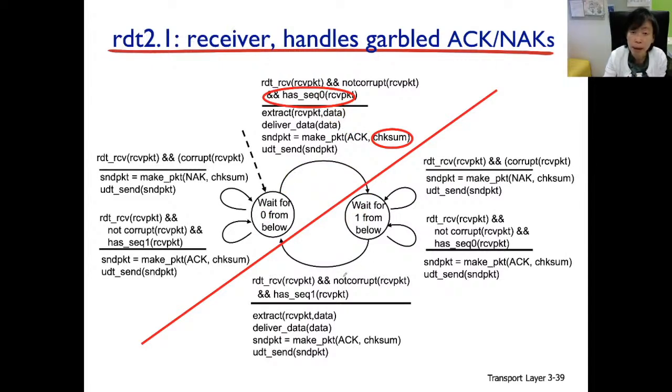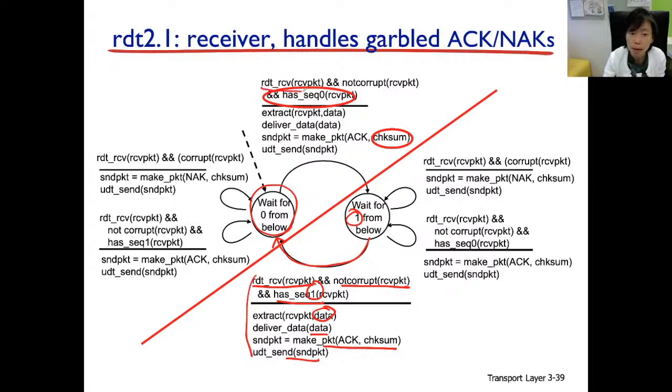Similarly, we'll be getting a packet from below, receive RDT, and not corrupted, and carrying the expected sequence number 1. Cool, happy again. Extract data out of the packet, pass it up to the application layer, generating an ACK with checksum, send it back. Upon finishing all these actions, we take the transition. Receiver here, go back to wait for 0 from below.